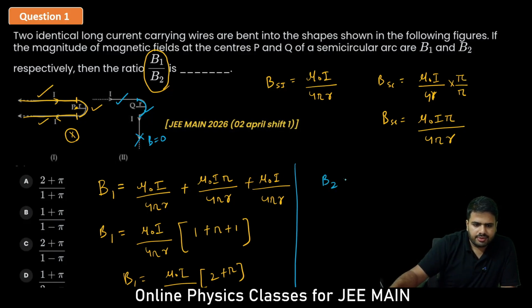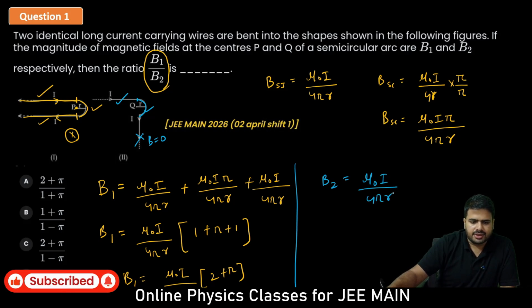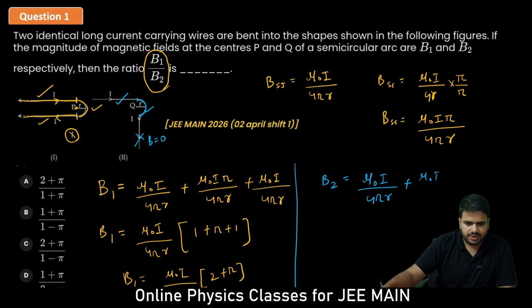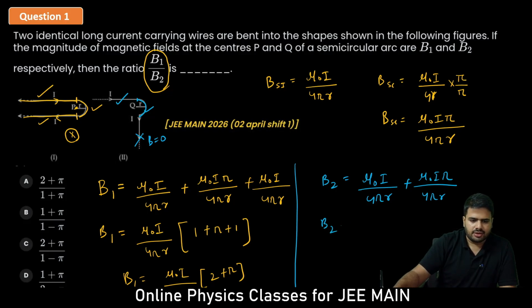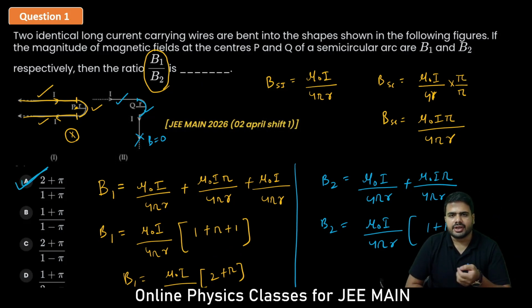So if you find out B2, it's only the sum of mu naught into I by 4 pi R, that is one semi-infinite, and one more semicircle, mu naught I into pi by 4 pi R. If you take mu naught into I by 4 pi R common again, you are going to get 1 plus pi. Here they asked B1 by B2, so it's quite simple. Mu naught I by 4 pi R on both sides gets cancelled, and 2 plus pi by 1 plus pi will come. So option A will be correct here.